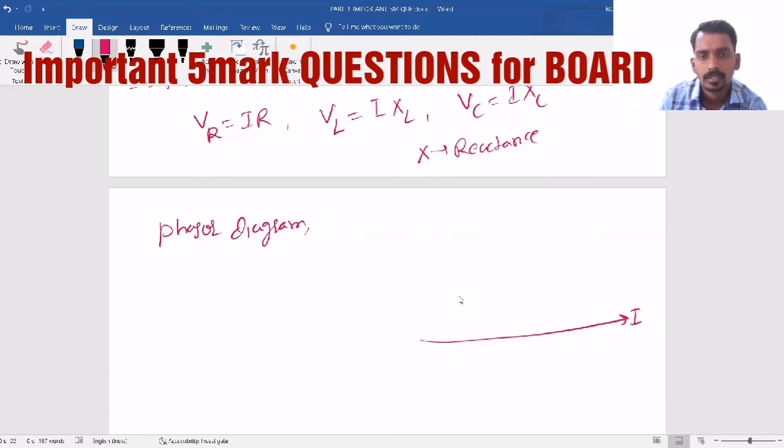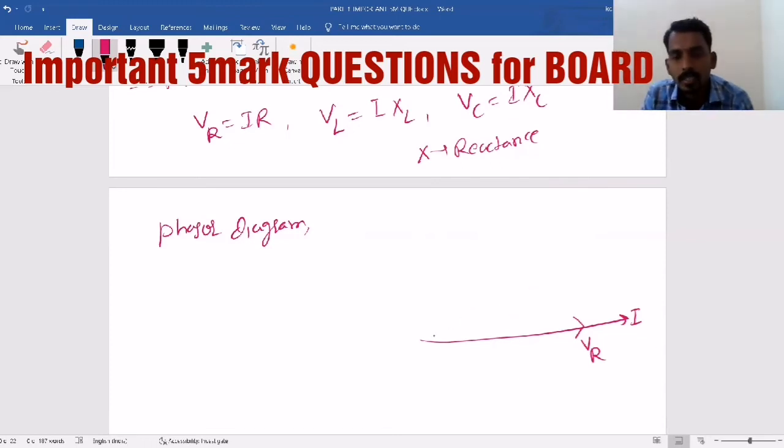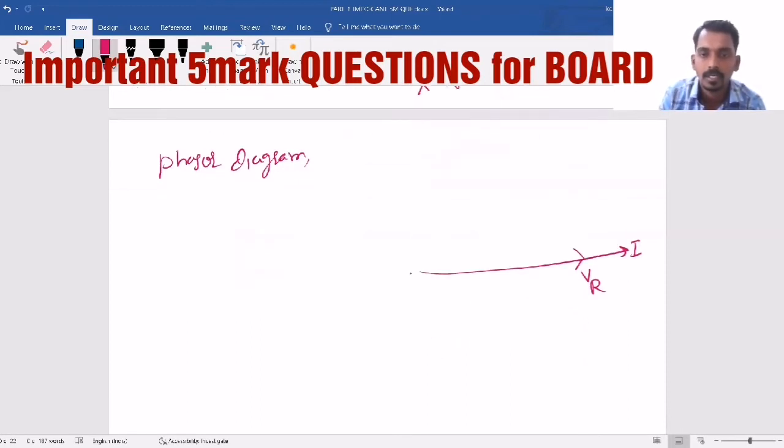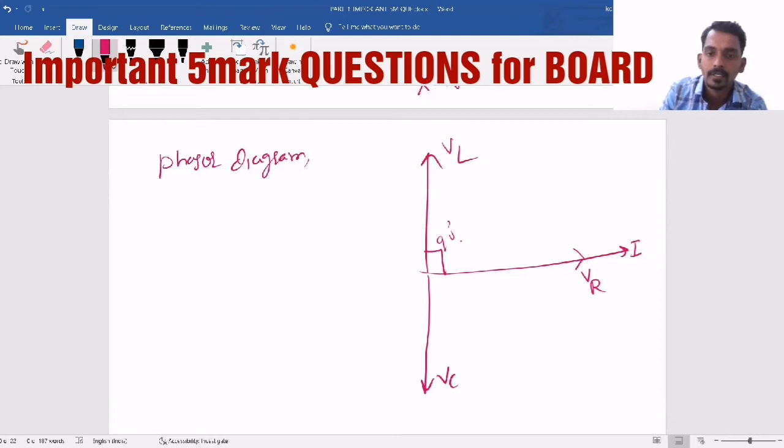Now, the voltage across the resistor, when you consider a pure resistive circuit, you will study that there is no phase difference between voltage and current across the resistor. And when you consider a pure capacitive circuit, then current leads, so this is VC. And when you consider an inductor, voltage leads, VL. So VL leads current by 90 degrees and current leads by 90 degrees in the case of a capacitor.